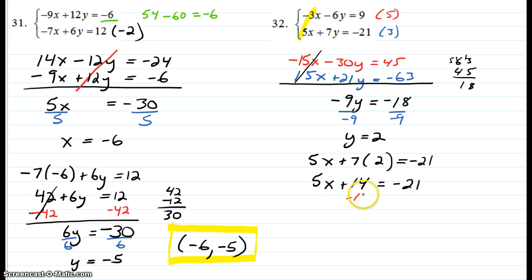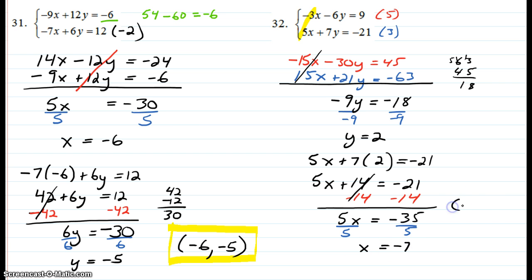So we're going to minus 14 to both sides. So the 14 go away and we get 5x equals a negative. When the signs are the same, you add them up to keep the sign, 35. Now we divide both sides by a positive 5. And we end up with x equals negative 7. So we think our answer is negative 7, positive 2.